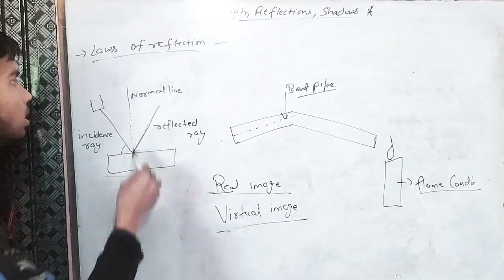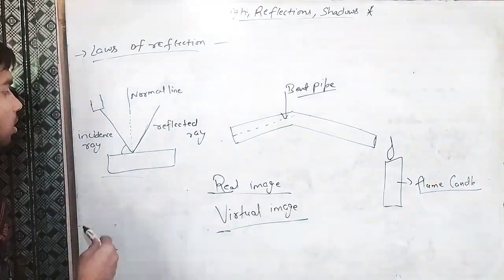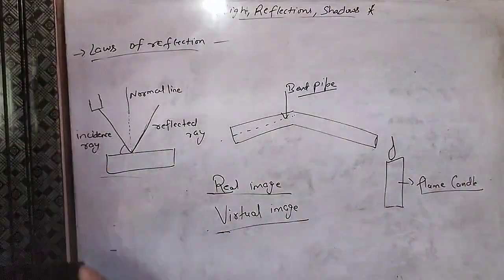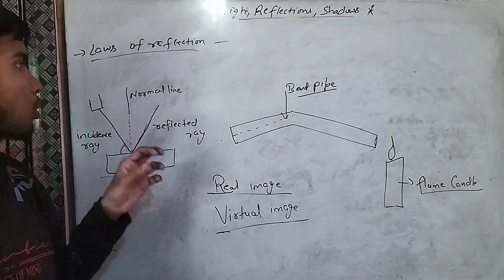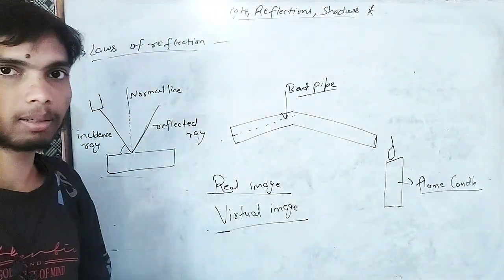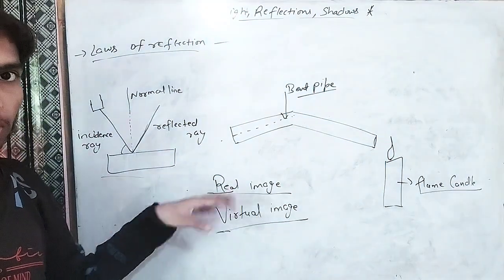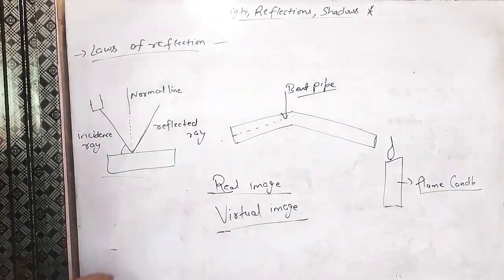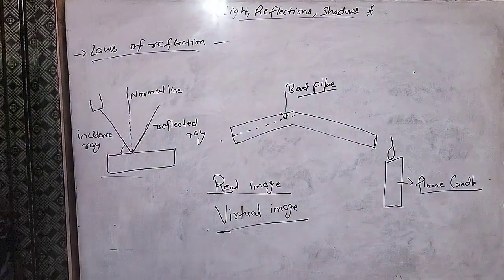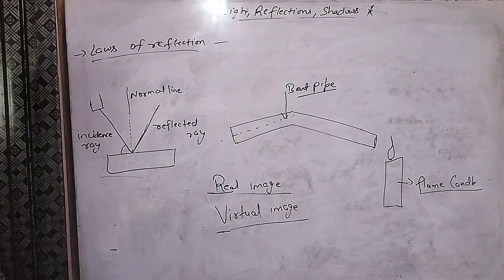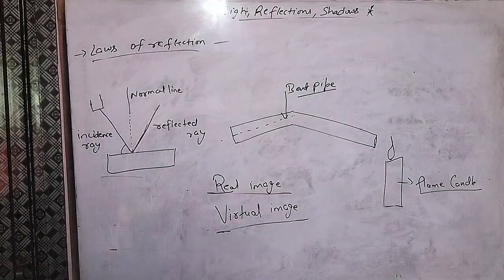Second, we draw the normal line. We have the incidence ray and the reflected ray. The incidence ray, the normal line and the reflected ray all lie on a plane mirror, on a smooth surface, for this to happen. That's why we have equal angles for both.